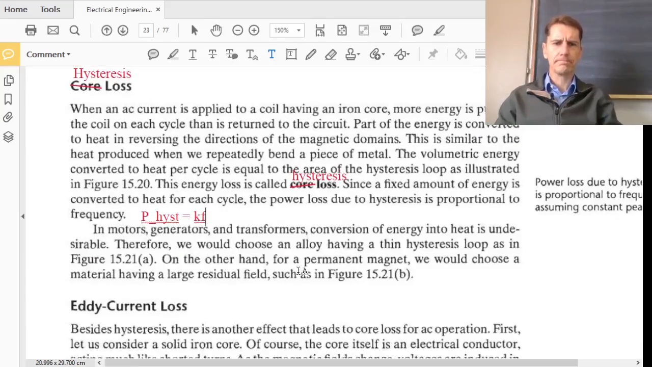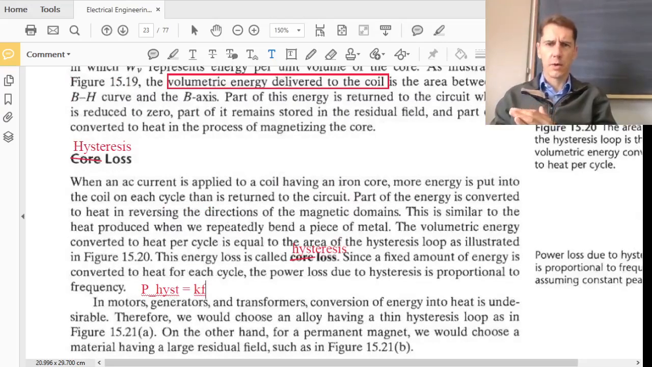So how do we get rid of this? In motors and generators and transformers, conversion of energy into heat is undesirable. You don't want your motor or your transformer to heat up. So in that case, we choose an alloy that has a very thin BH curve. And this is where I'm going to go over to the next one.